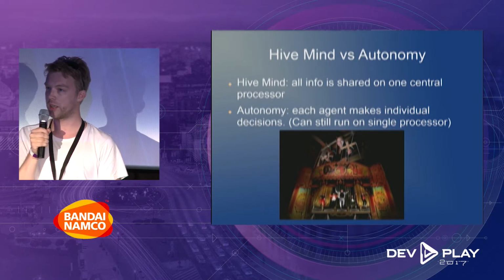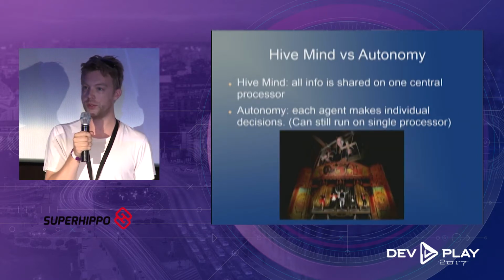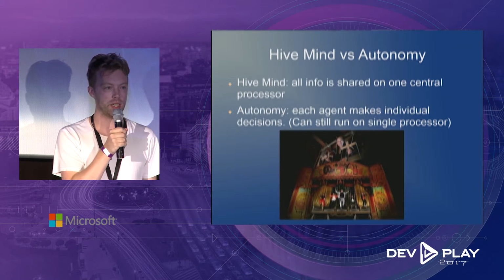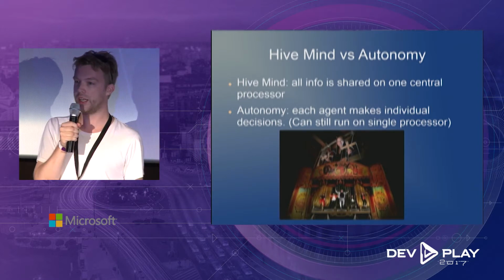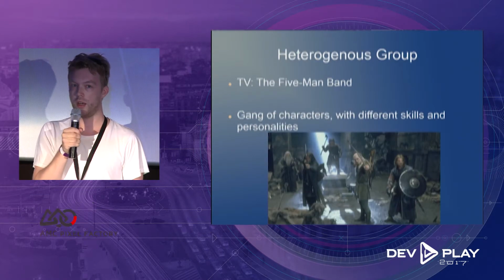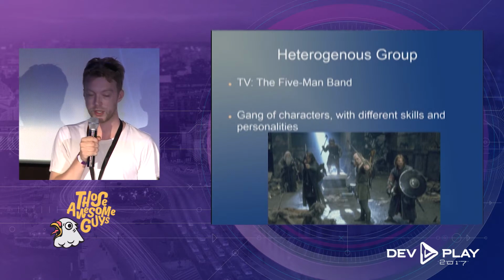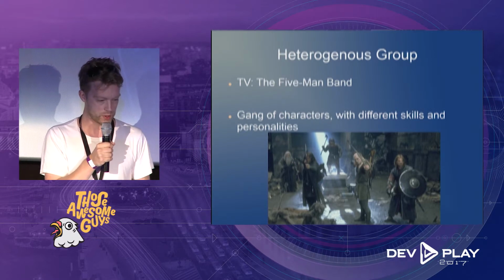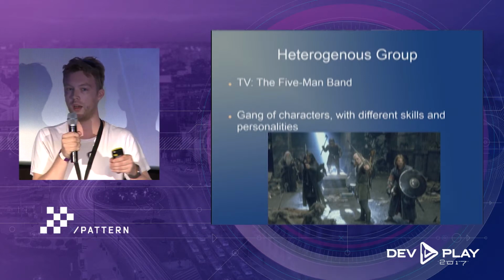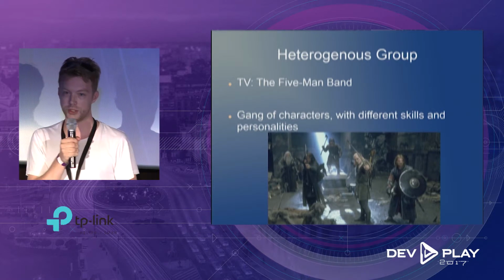Now, when you're coding a large group of AI, you can do this in 2 ways. Either as a hive mind, where one processor is steering all of the AI at the same time, or you can create them as autonomous agents that each make their own decisions, completely disconnected from everyone else. Now, the important thing is that even though all of these ants will be independent and minding their own business, you can still run this process on a single processor.